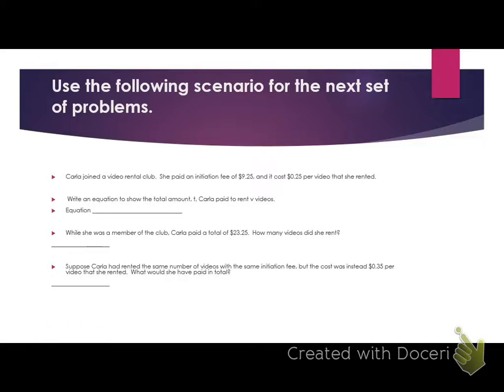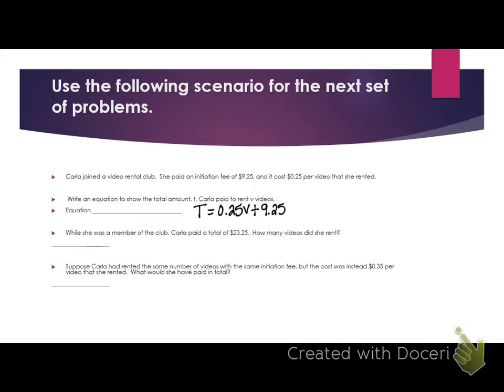We want to use the following scenario for the next set of problems. It says Carla joined a video rental club. She paid an initiation fee of $9.25, and it cost 25 cents per video that she rented. We want to write an equation to show the total amount T that Carla paid to rent videos. Her total cost is going to come from how much she has to pay per video, which is 25 cents per video. But she had to pay some money to be able to rent those videos. She had to pay an initiation fee. So we have to add on our $9.25. So this equation could be used.